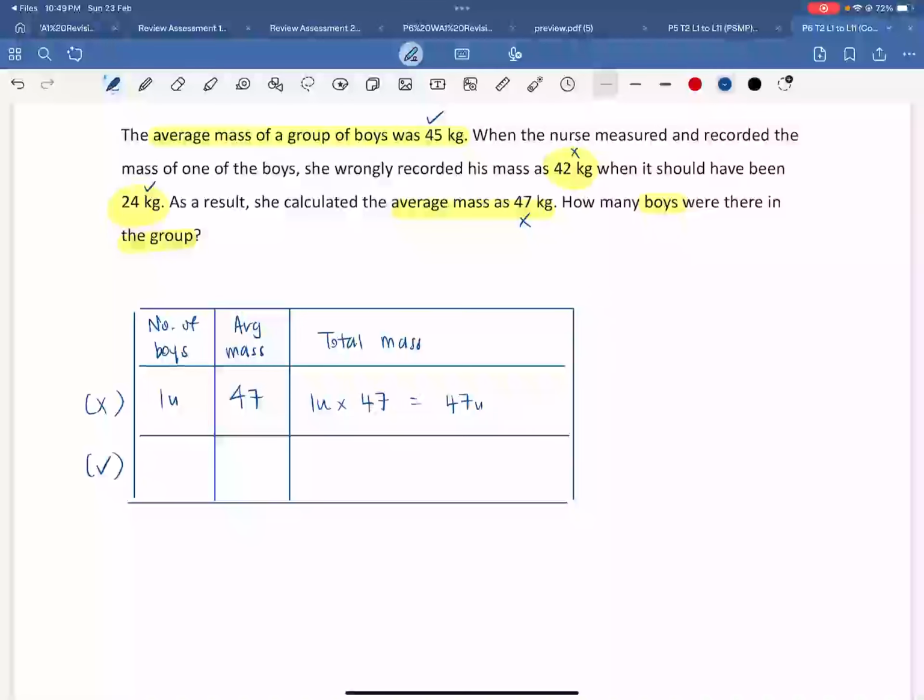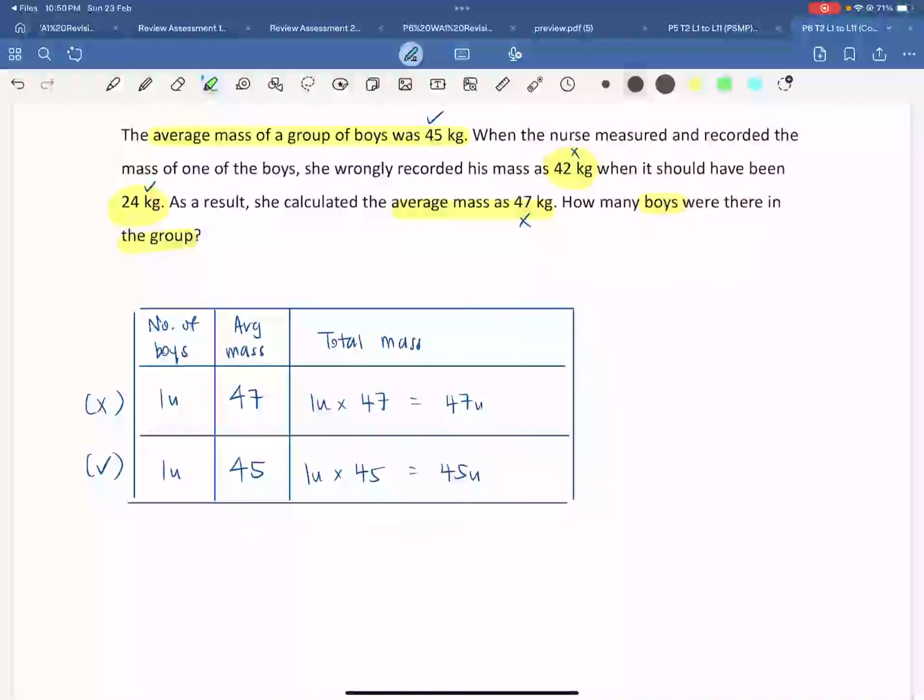How about the correct one? The number of boys, no change, right? They didn't add 1 more boy or 2 more boys. In the wrong and the correct scenario, the number of boys is still the same, so it's also still 1 unit. And the correct average would be 45. The total mass would be the number of boys times the average, which is 1 unit times 45, giving us 45 units.